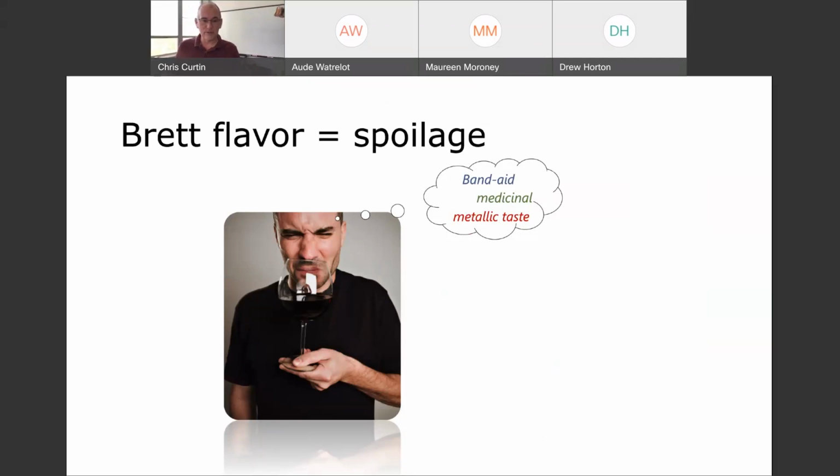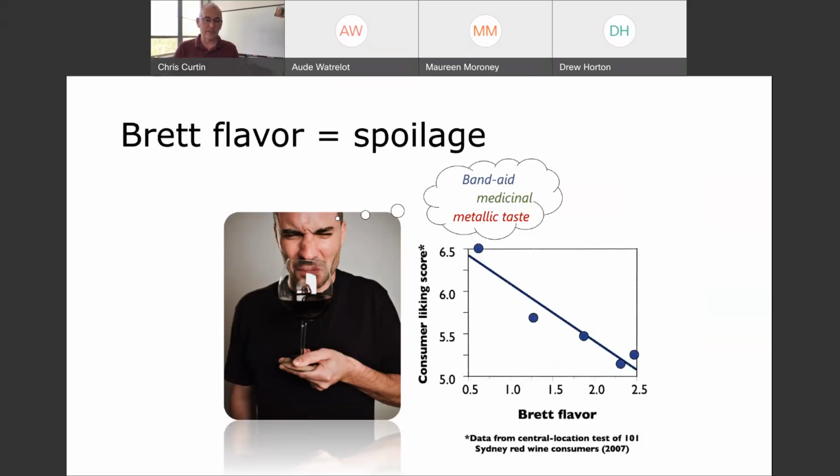Some work that I was involved in a long time ago at the AWRI, we looked at sensory responses or consumer responses to wine that we manipulated to have more or less Brettanomyces flavor. And the simple takeaway from this was, even when we only added a moderate amount of Brett flavor, consumers perceived it and it decreased the average liking score of that wine. And I think there were 2 people out of 101 who had ever heard of Brettanomyces. So they didn't know what the problem was, they just didn't like the wine.